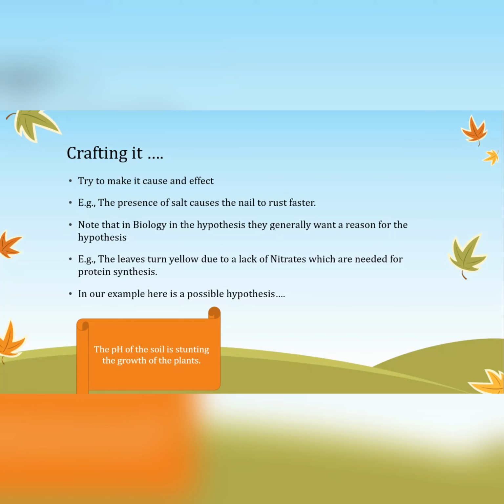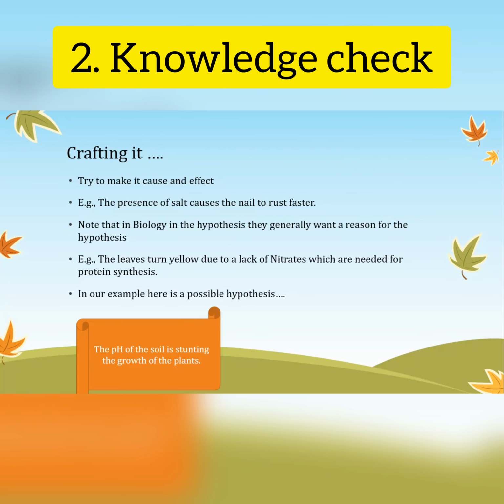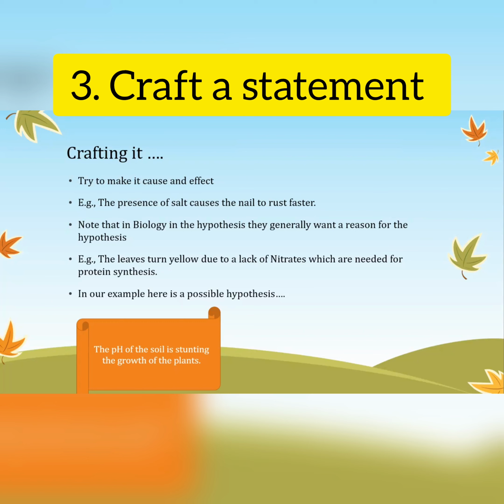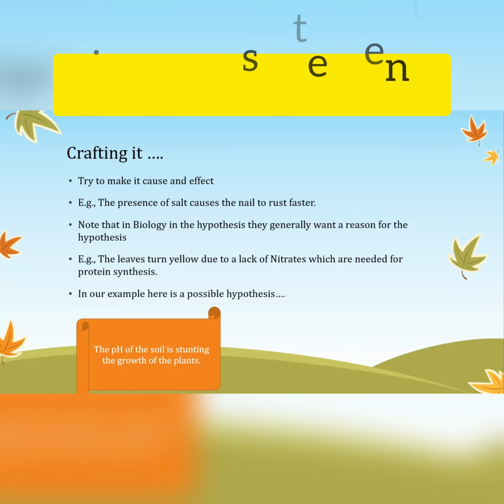So whenever you are given a hypothesis to write, just to recap, you make your observations, you check what you know about those observations. So you do research, you check content, what you have learned in class, etc. And then you craft it in the shape of a cause and effect situation, not using any personal pronouns, but making a statement about what you think may be causing those observations.